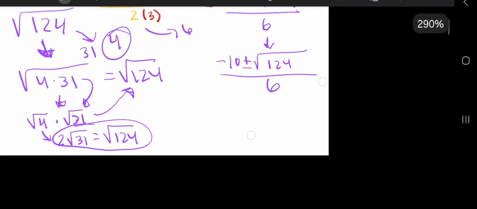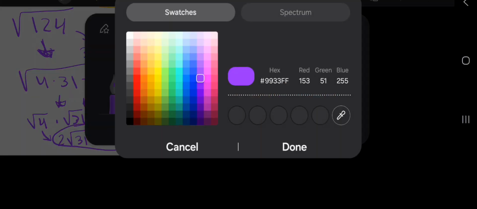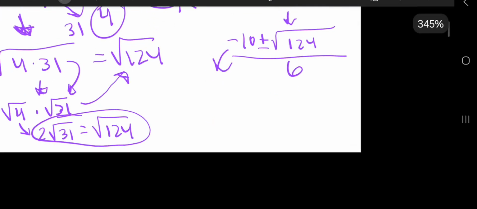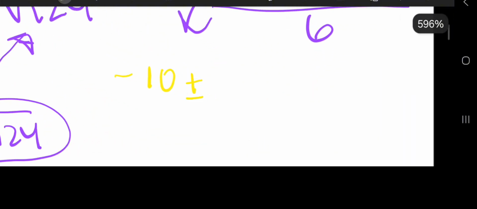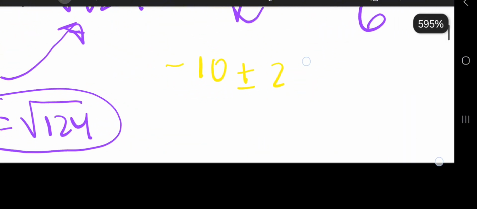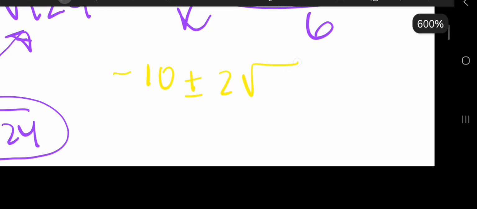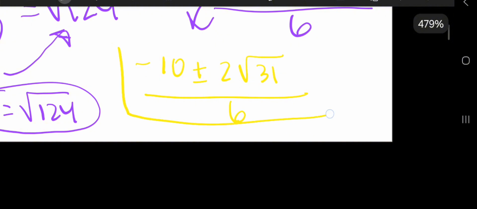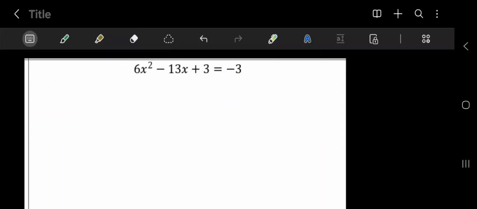So now, from this equation, we can rewrite this. Let's pick out a different color, guys. Pick yellow. Okay, we can write this out as negative 10 plus or minus 2 times the square root of 31, all over 6. And that is our final answer with the radical simplified.